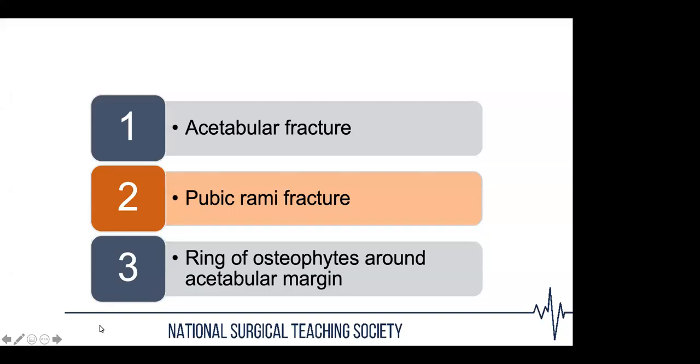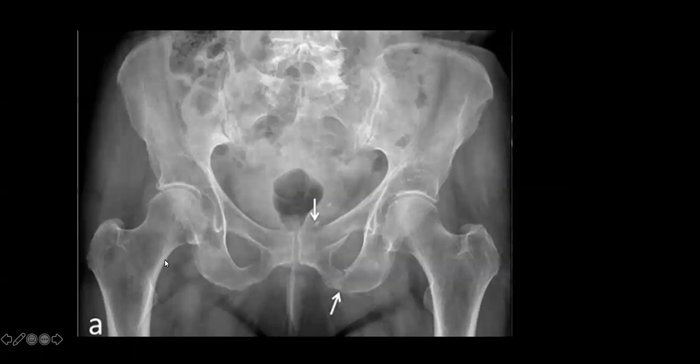Then we have pubic rami fractures. A fracture of the pubic ramus can actually present with symptoms identical to that of a femoral neck. In fact, a fracture of the superior pubic ramus is one of the most common fractures in elderly patients. So if you look at this radiograph, you can see fractures of both the superior and inferior pubic rami.